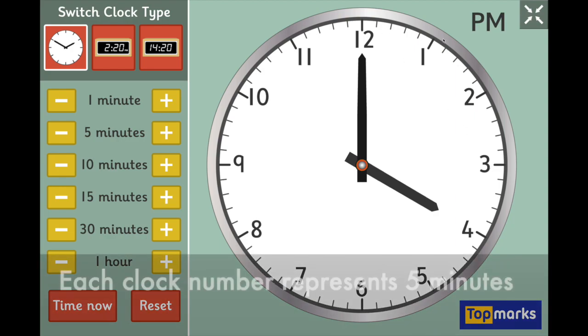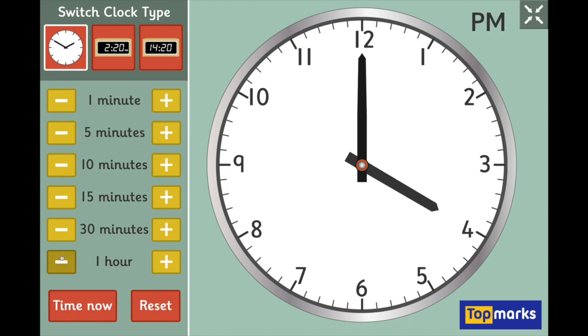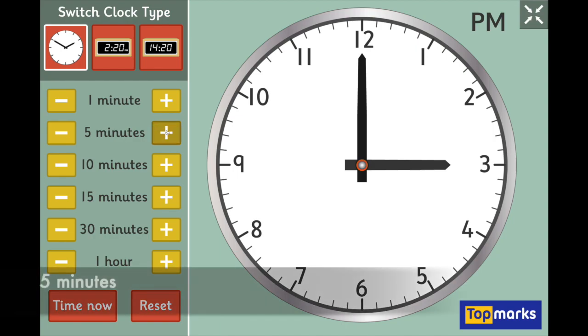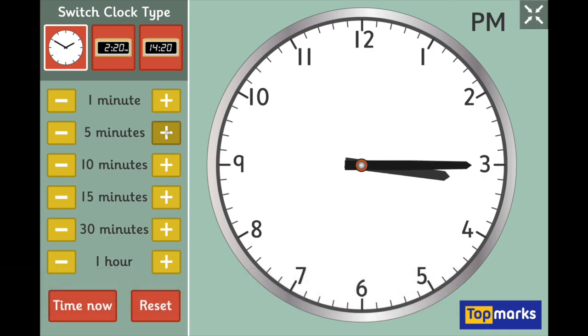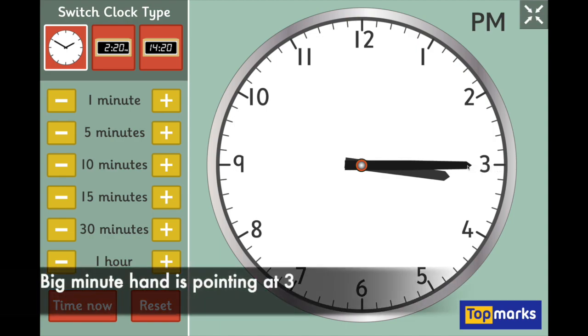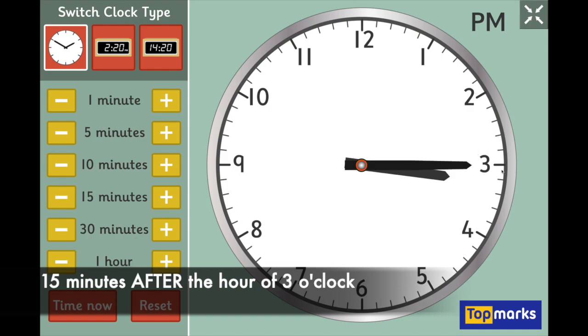Remember how each of the numbers on the clock represent 5 minutes? Well, if we make this clock 3 o'clock and move in 5-minute jumps, let's see where we will end up after 15 minutes have passed. So 5 minutes have passed, 10 minutes, and now 15. And look, just as we thought, the big minute hand is pointing at 3, which means it is a quarter past time. The hour hand is pointing a little bit after 3 because we are 15 minutes after the hour of 3 o'clock. So the time on this clock is quarter past 3.